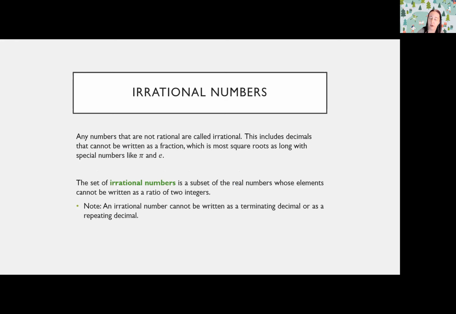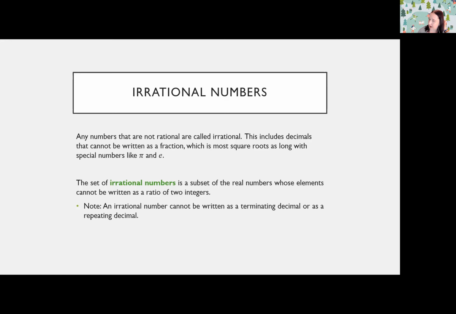Most square roots fall into this category, which reminds me that when I made this presentation, I forgot to put square roots in my presentation. So I'm going to make a note of that and then add it before I email it. So I'll just add that slide in.